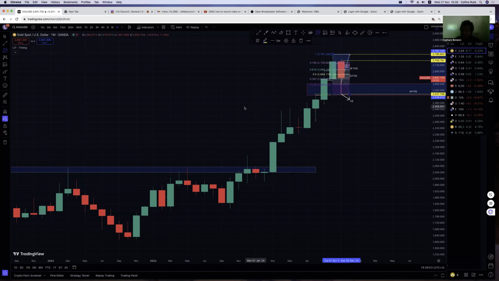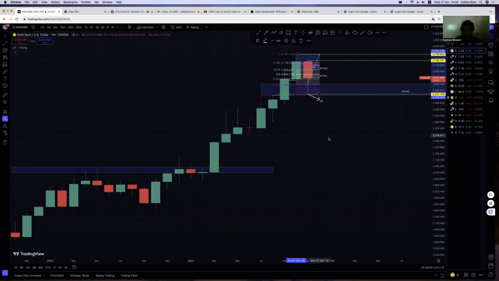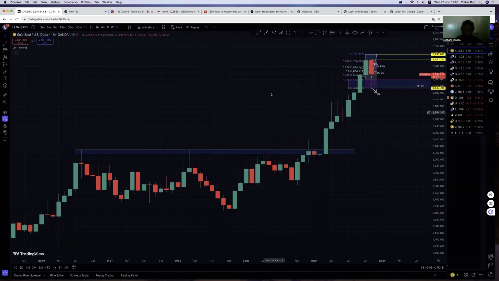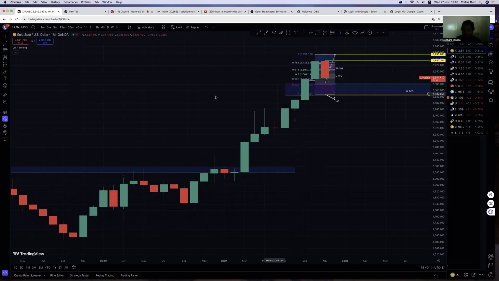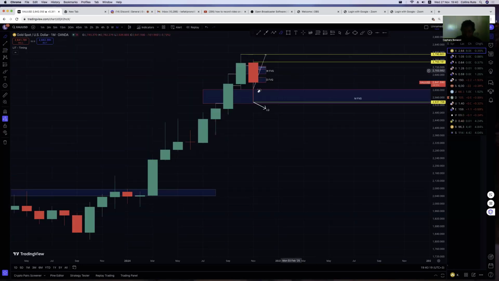So if we start with the monthly time frame, this is the monthly time frame of the gold. Let me zoom it clearly. Okay, so this is the monthly time frame.